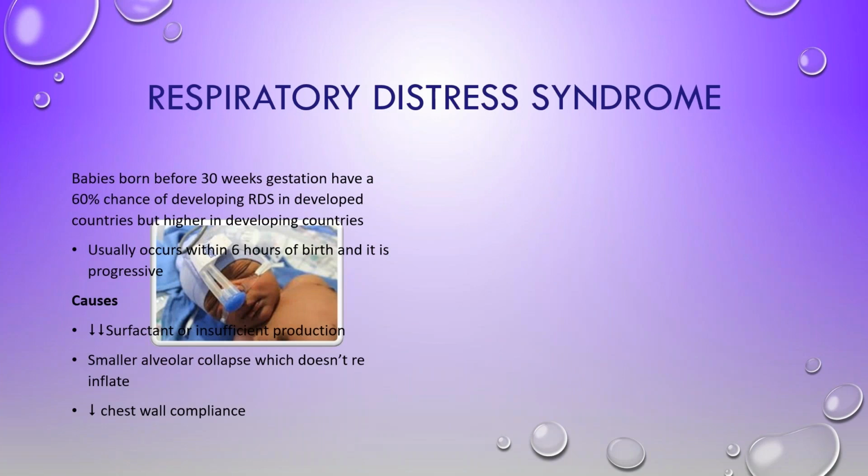Babies born under 30 weeks of gestation have a 60% chance of developing RDS in developing countries, but it's higher in developing countries. It usually occurs within 6 hours of birth, and it's progressive. The causes are a reduction in surfactant or insufficient production. Smaller alveoli collapse and don't inflate again, and we have a reduced chest wall compliance.